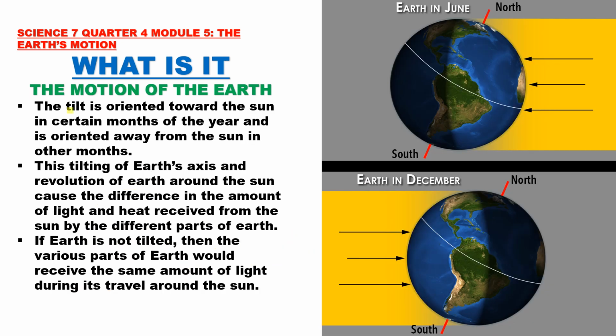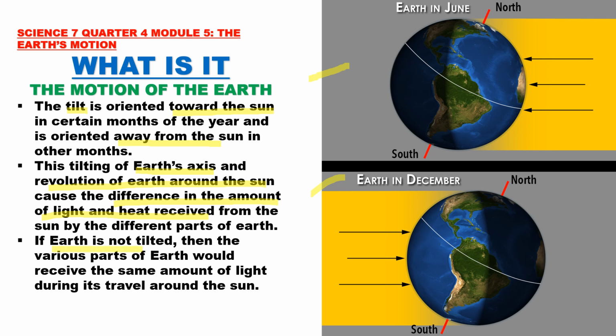The tilt in the Earth's axis is oriented towards the sun in certain months, such as during the month of June, and is oriented away from the sun in other months, such as during December. This tilting of the Earth's axis and revolution of Earth around the sun cause the difference in the amount of light and heat received from the sun by the different parts of the Earth.